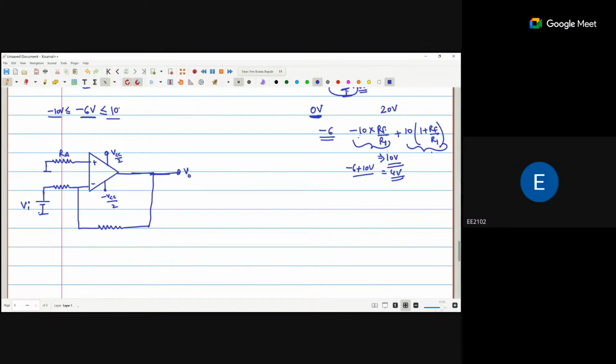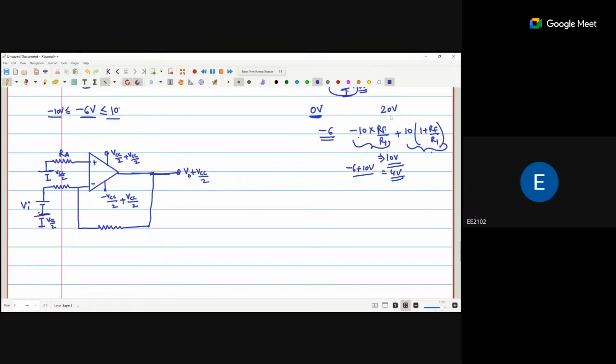Okay. To convert into the single supply voltage, what should I do? This voltage will be grounded. So I add a VCC by 2 here, VCC by 2 here. If I add a VCC by 2 here, I have to add this VCC by 2 at every terminal. So I add a VCC by 2 here, here, or here.